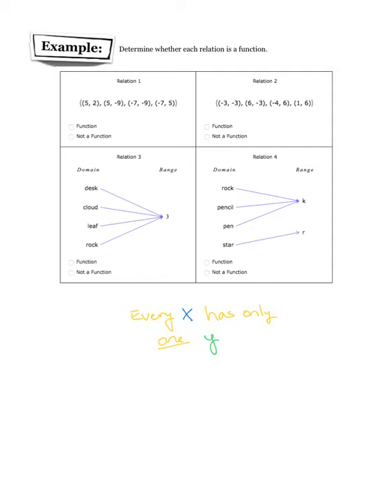Now when it comes to the ordered pairs written horizontally, I like to underline. It helps me keep them straight. So I underline my x's. All right, I have 5, 2, 5, -9, -7, -9, and -7, 5. Look at my x's. I have one x with two different y's. Cannot be a function because every x has only one y. I'm going to put not a function. There we go. So relation 1 is not a function. It cannot be a function because I have x's with two y's.